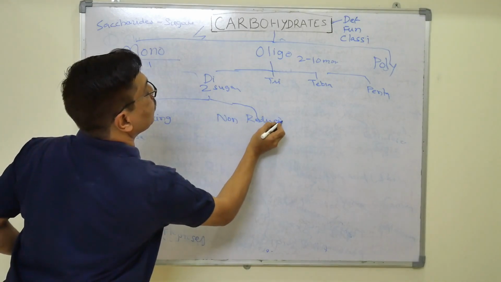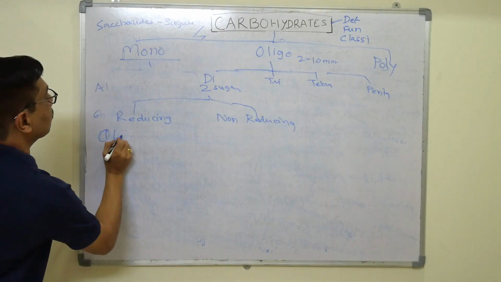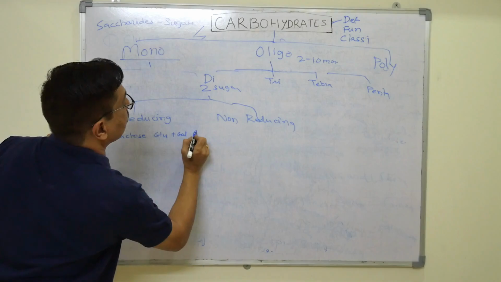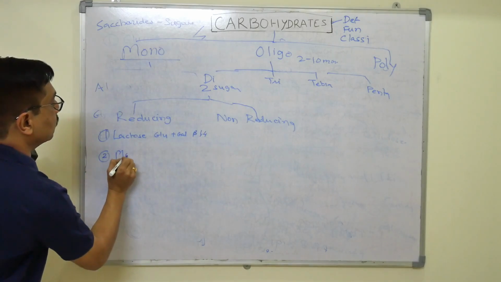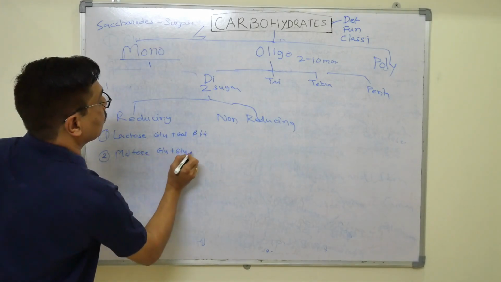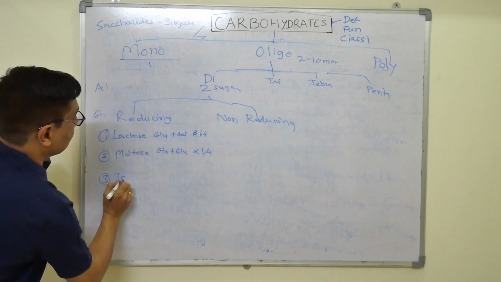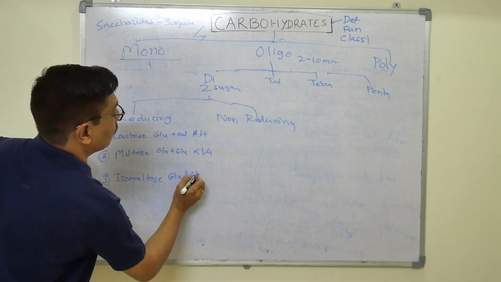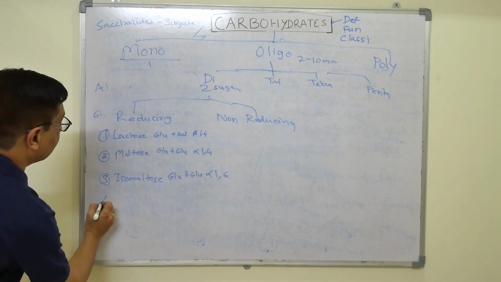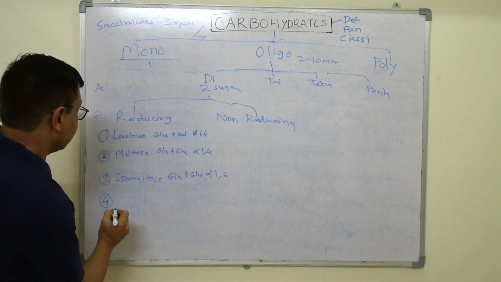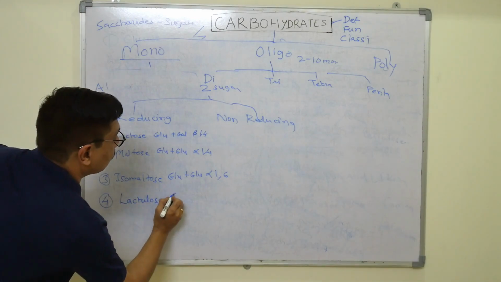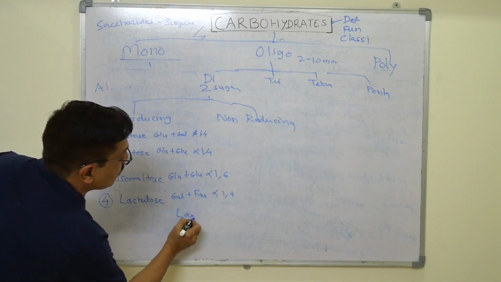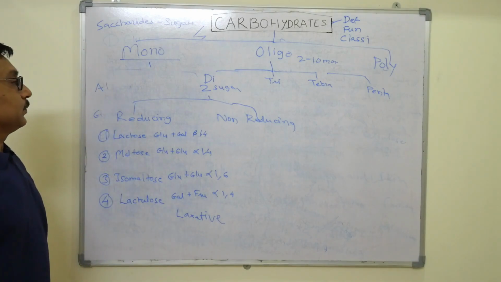Examples of reducing disaccharides are lactose, which contains glucose and galactose linked by beta-1,4 glycosidic bonds; maltose, which contains glucose and glucose linked by alpha-1,4 glycosidic bonds; and isomaltose, which contains glucose and glucose linked by alpha-1,6 glycosidic bonds. Lactulose contains galactose and fructose linked by an alpha-1,4 glycosidic bond. This lactulose is used as a laxative.